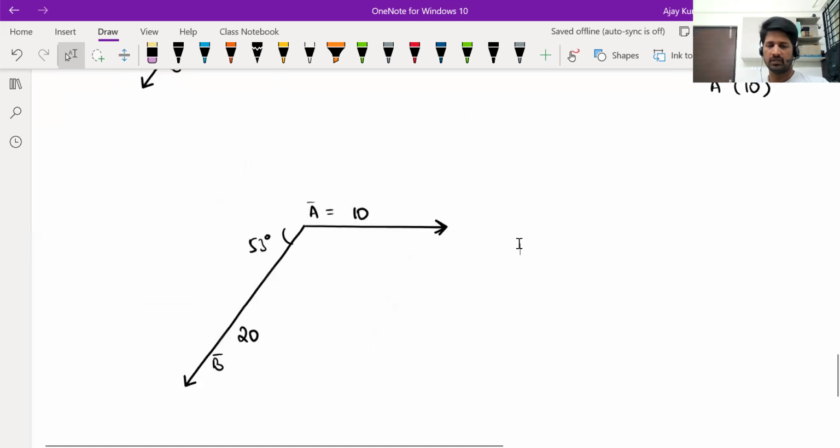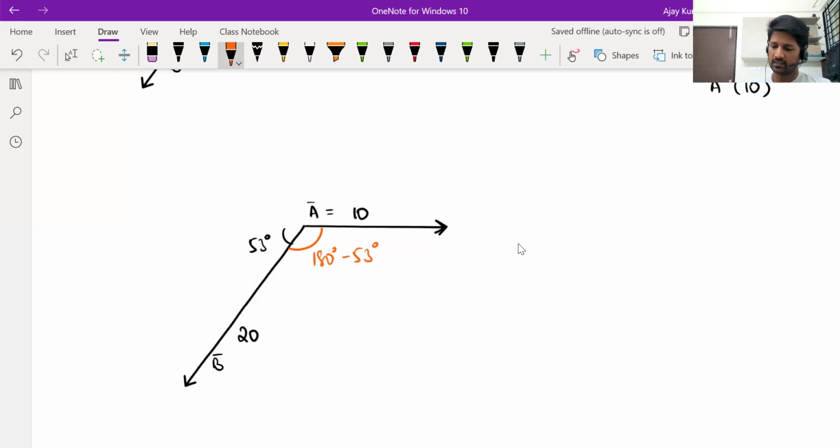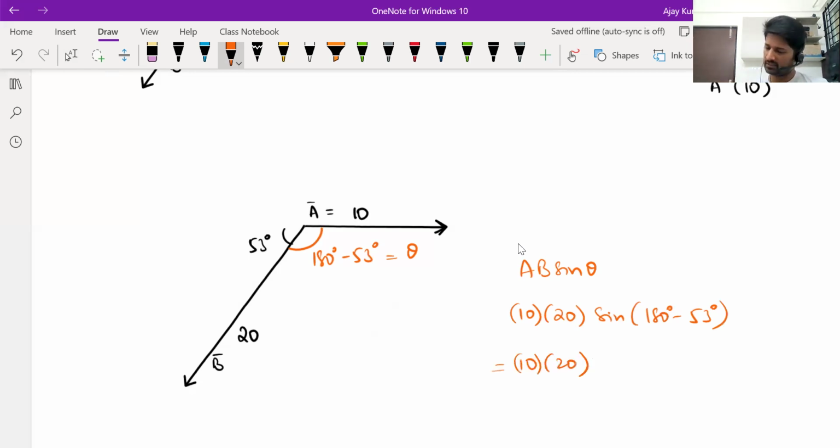To visualize angle between two vectors, you have to imagine their tails at the same point. It's actually 180 degrees minus 53 degrees. That's the actual angle between these two vectors. And if you want the magnitude of their cross product, you are supposed to take AB sine of this angle. So this becomes 10 into 20 into sine 180 minus 53. But luckily, sine 180 minus theta is same as sine theta. So this is the same as 10 into 20 into sine 53. So even if you had taken 53 degrees and calculated, you would have gotten the same answer for cross product.